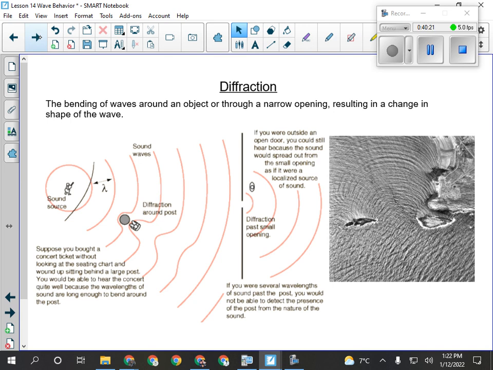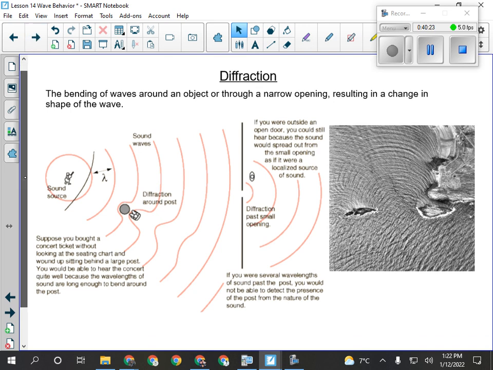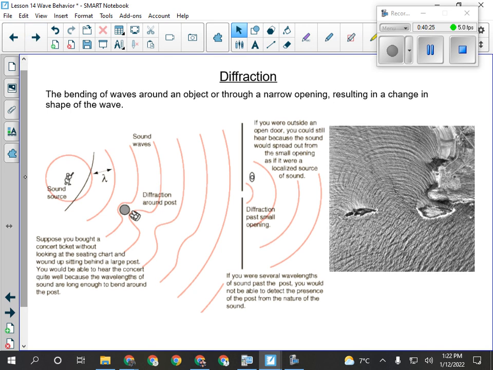All right, this one's not in your notes, so I need you to copy this part down and do your best to draw this diagram. And then we'll talk about diffraction here in a minute. Our last behavior of waves that we got to talk about is diffraction. Now, diffraction is something that only waves show.